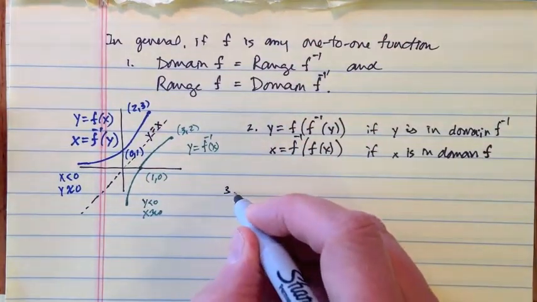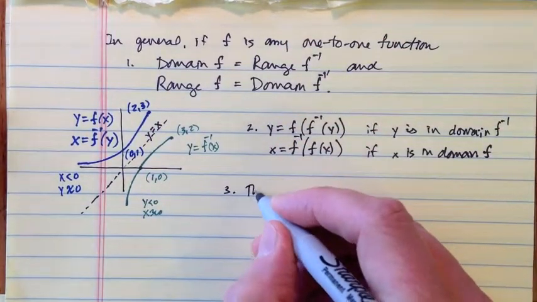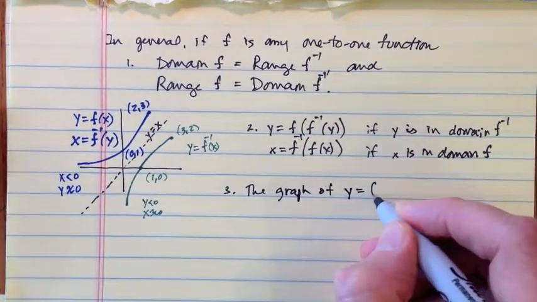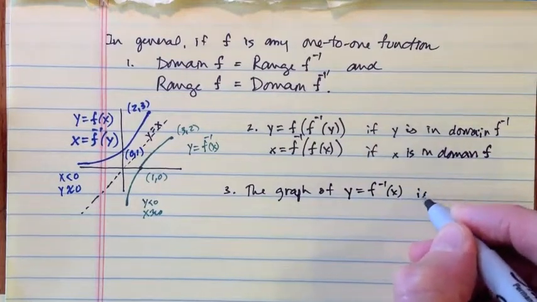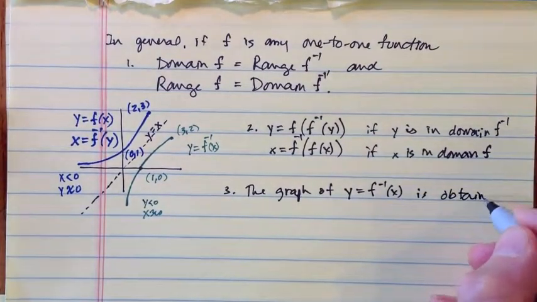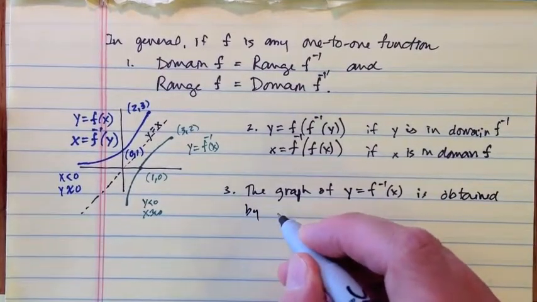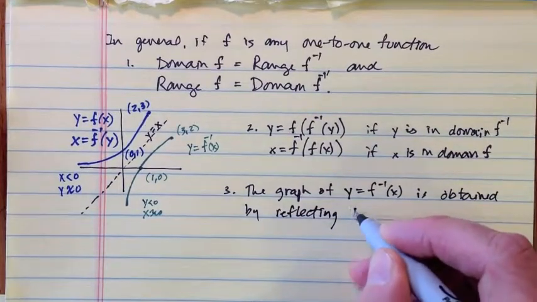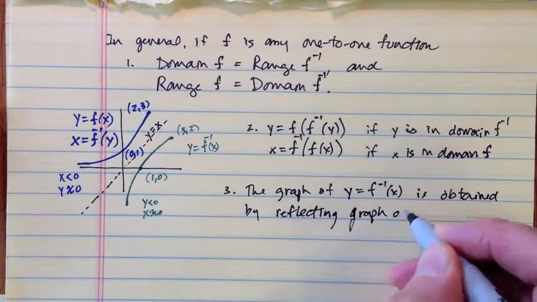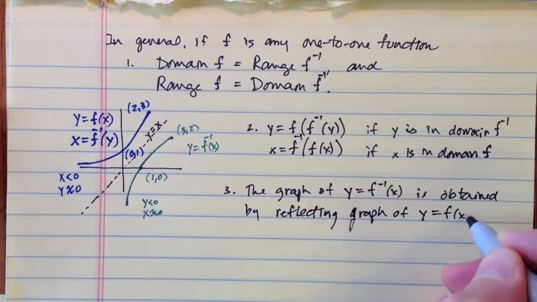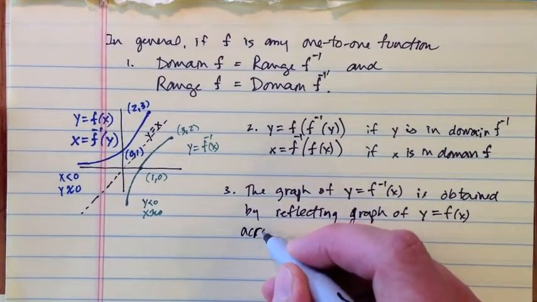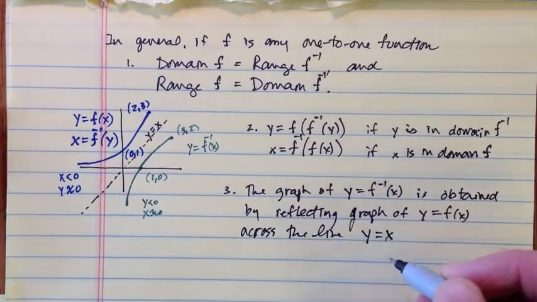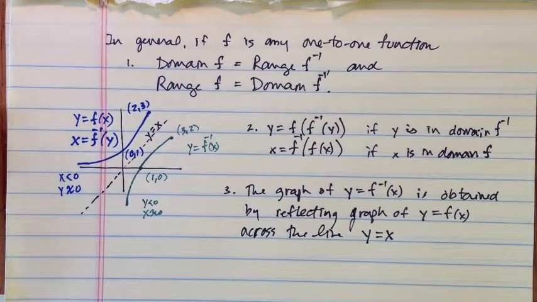So that's the third observation I wanted to make. The graph of y equals f inverse of x can be obtained by reflecting the graph of y equals f of x across the line y equals x. That's kind of a neat geometric thing to think about.